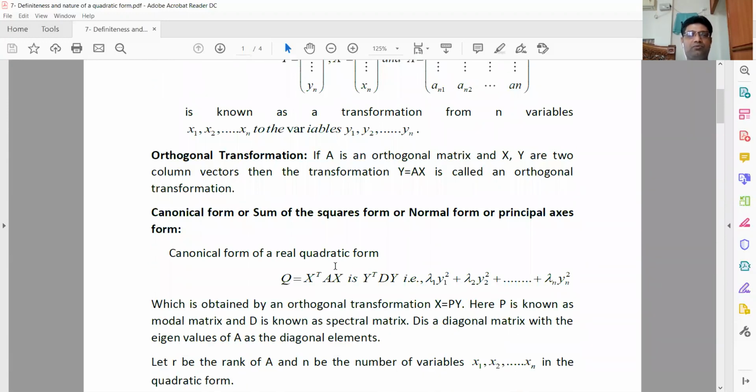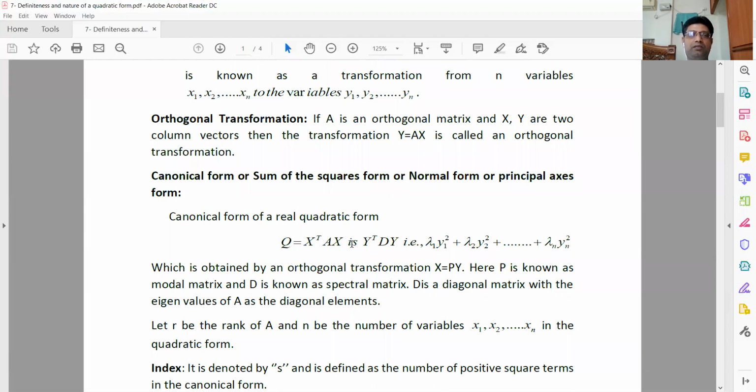Now we'll see what is meant by canonical form or sum of the squares form or normal form or principal axis form. All these are the same. Suppose a quadratic form is given and we want to convert that into canonical form. Then how will we do it, we'll see here. The canonical form of a real quadratic form Q equals x transpose Ax. This is the general form of a quadratic form. We have seen this already. This is not a new notation.